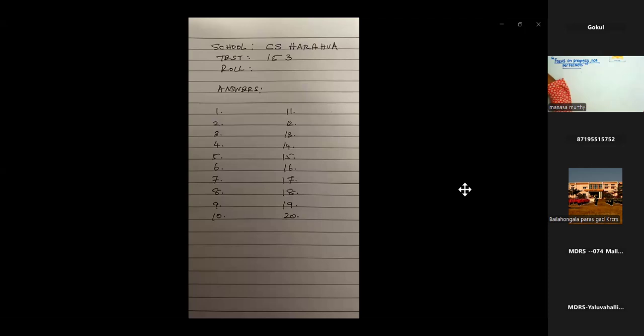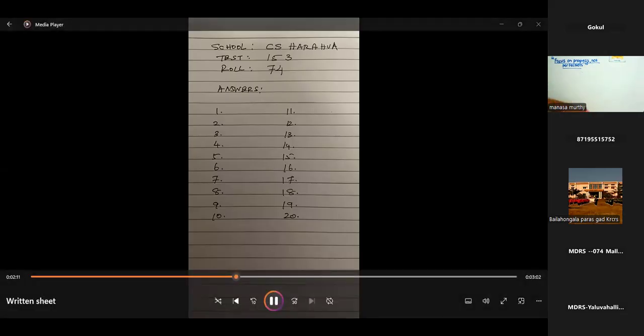Next thing is roll number. This roll number is as per the attendance. For example, if your roll number is 74, you write 74 like this. Whatever roll number is given as per the attendance in your school, you should write that. Again, the school name, test number and roll number are all examples that I have written. Don't write these. You should write your actual school name, the test number displayed by the Vidya Shakti teacher, and your actual roll number.